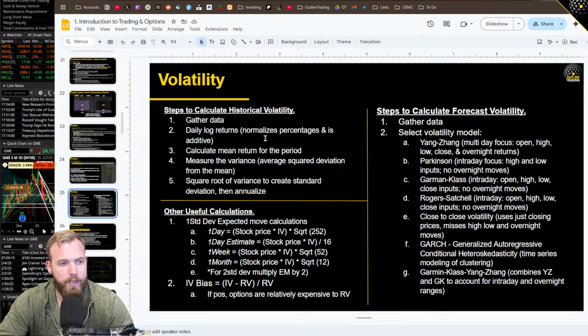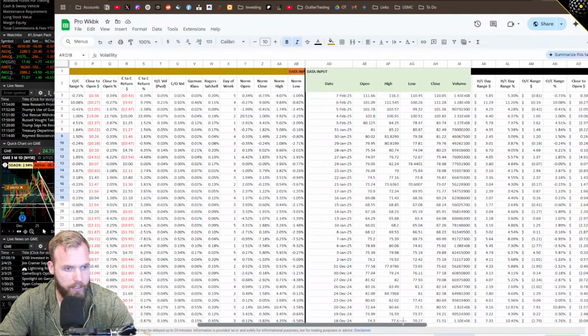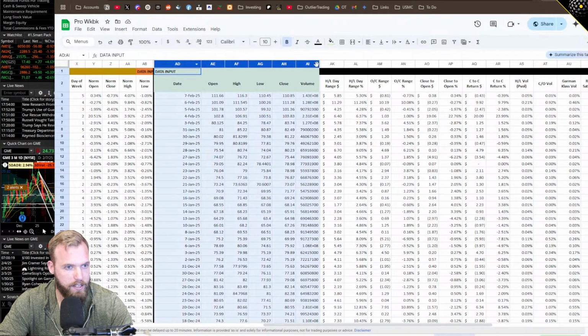So the way that we calculate historical volatility is multifaceted. There's different ways we can do this. We first need to gather price level data. And a good example of that is what I did here. This is in Palantir, and all I did was grab price level data. This price level data is from Barchart. So I just go to Barchart, download it, and then dump it in here.